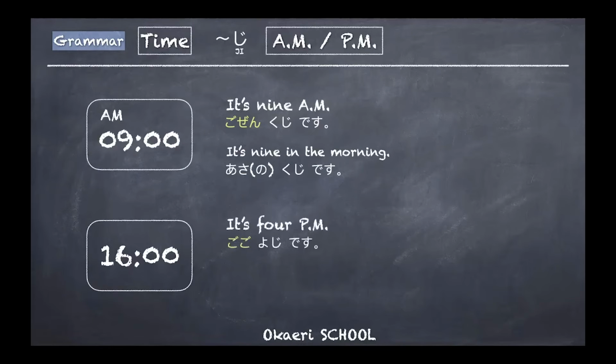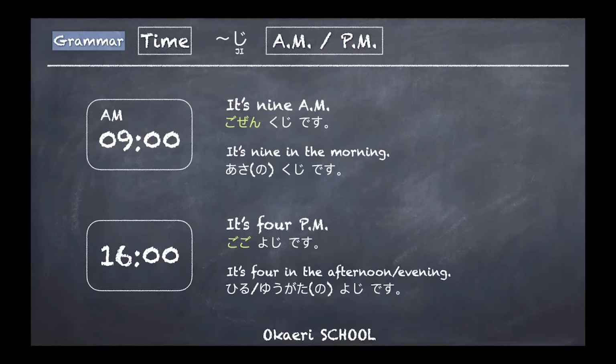Right. And 1400, it's 4 p.m., for example. Again, you start with PM, which is gogo in Japanese. Gogo 4時. So again, for 4 o'clock, it's not 4時 or 7時, it's 4時. So gogo 4時 desu, we say.